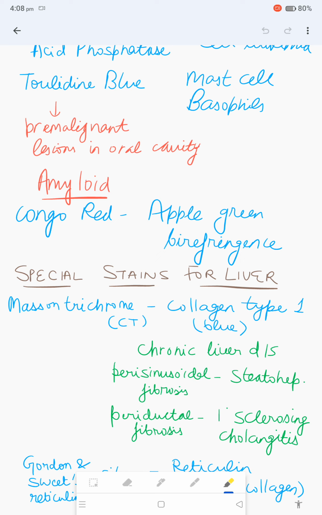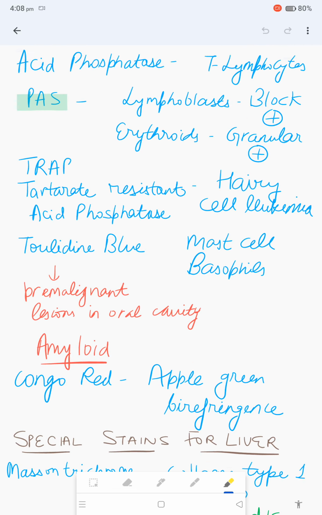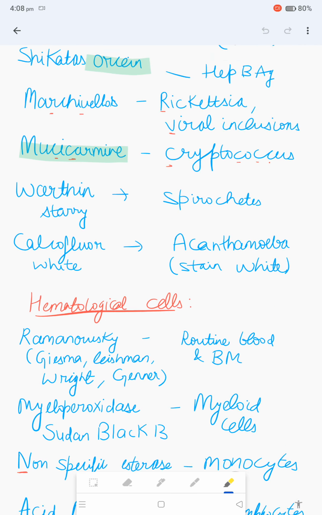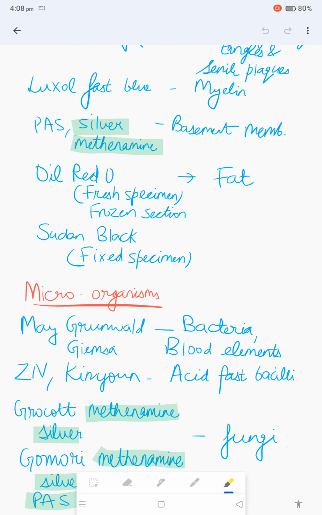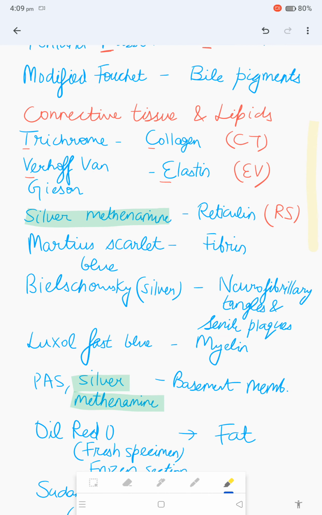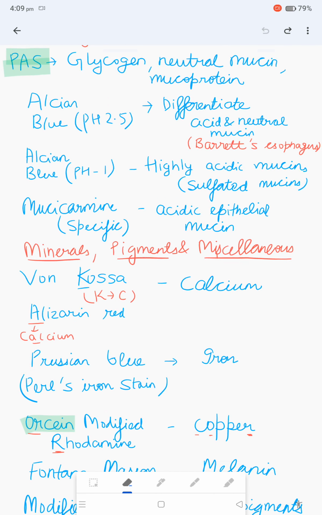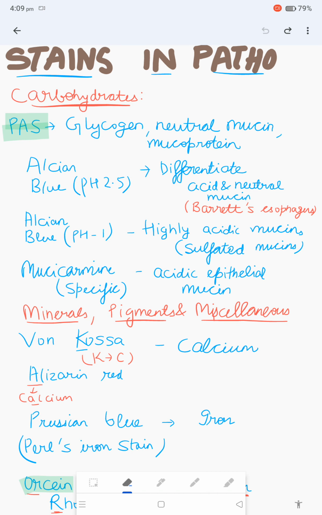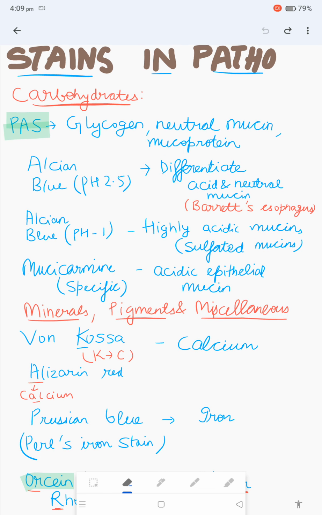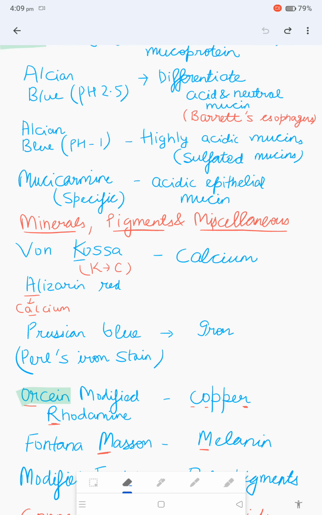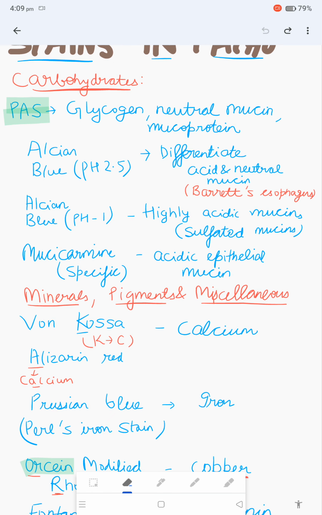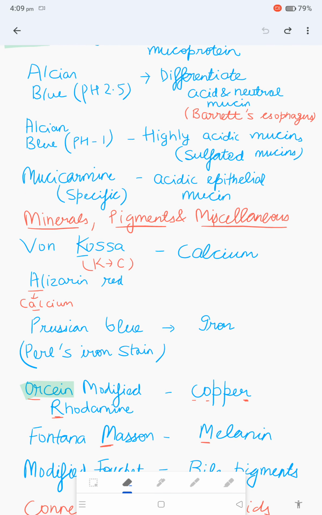Then we have special stains for liver. We will be discussing it in the meanwhile, but let's revise the stains we have done earlier, starting again and repeating it quickly. First we had the stains linked with the carbohydrates. In the carbohydrates, we have PAS stain for glycogen, neutral mucin, and mucoprotein. Then Alcian blue at 2.5 pH for differentiating acidic and neutral mucin. Alcian blue at pH 1 for highly acidic mucin, that is sulfated mucin. Mucicarmine is a specific stain for acidic and epithelial mucin. And mucicarmine was also used for cryptococcus.